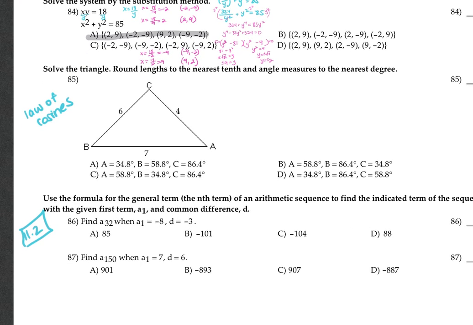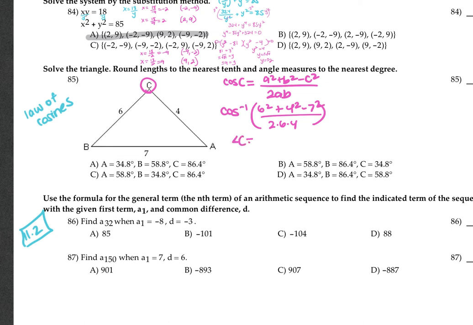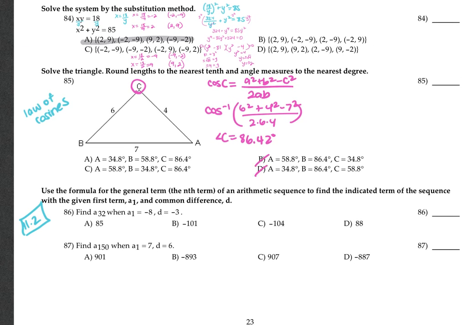85, now we're dealing with the law of cosines. So we want to start with the biggest angle because it's side, side, side. So I would do cosine of C equals a squared plus b squared minus c squared over 2ab. So cosine inverse of a is 6 squared plus b is 4 squared minus 7 squared over 2 times 6 times 4. And remember, we have to be careful where we group these and make sure that our mode is in degrees. So second cosine, put the parentheses, 6 squared plus 4 squared minus 7 squared. Close the parentheses, divided by, open the parentheses again. And I get angle C is 86.42 degrees, or 86.4, which rules out those two.